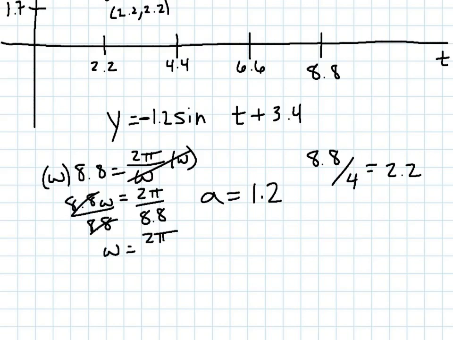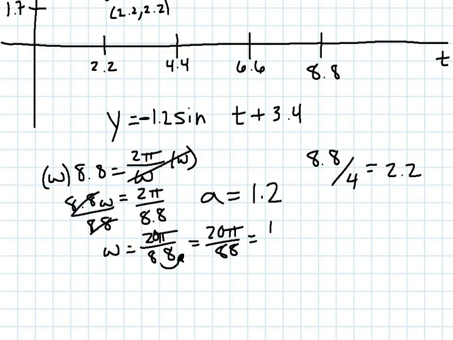Now you get 2 pi over 8.8, but we don't really write fractions with decimals in them, so I need to move this decimal over, so make it 88, but that also changes our 2 to be 20. So now we have 20 pi over 88, and now let's reduce it.